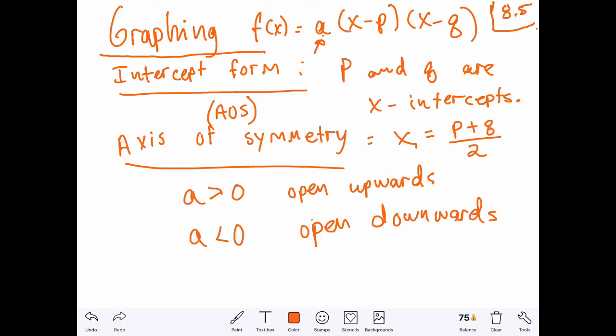The p and q are x-intercepts, in other words, where it hits the x-axis. Our axis of symmetry is x equal to p plus q divided by 2. In other words, that's the midpoint between the two, and again, it's a vertical line at that location. And remember, if our a coefficient is greater than 0, it opens upwards, and if a is less than 0, it opens downwards. And again, that would be an x-axis reflection if it opens downwards.